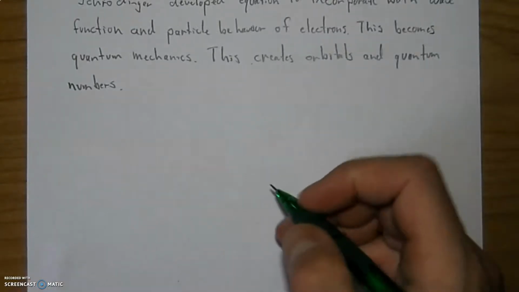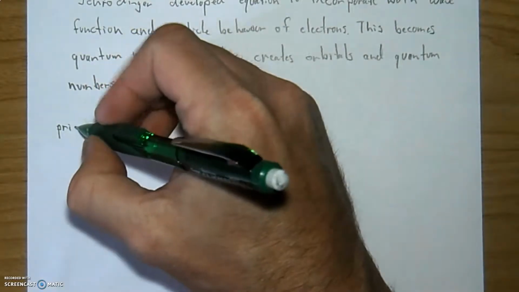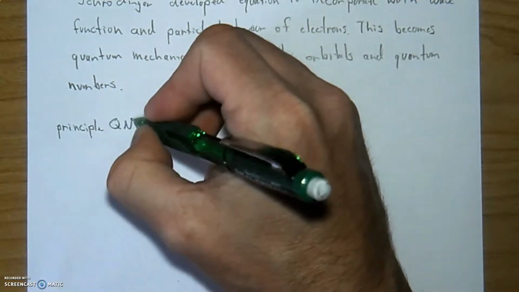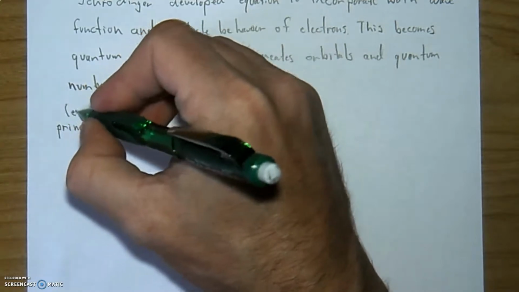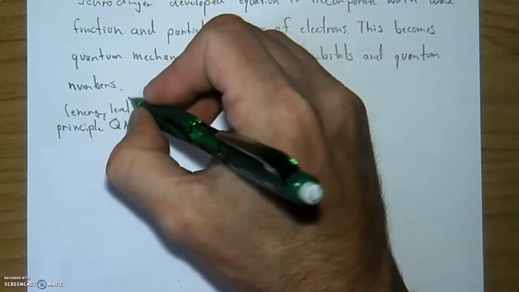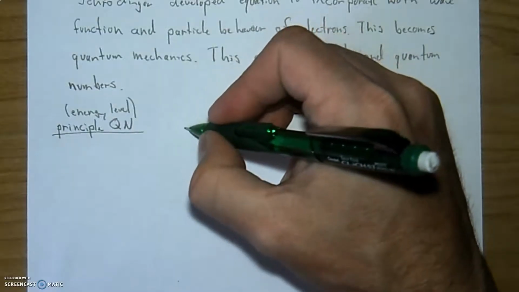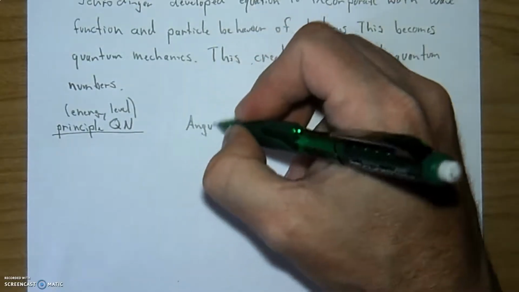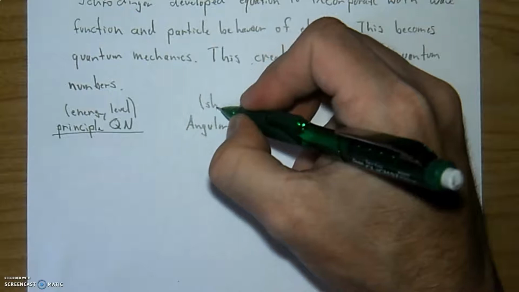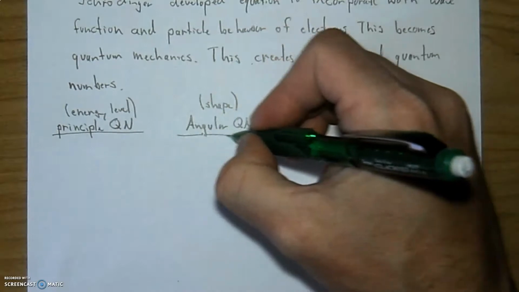Okay, so we need some space here. I'll make a couple columns. Column 1 will be the principal quantum number. And we are probably more familiar with this as being the energy level, the row. The next quantum number is called the angular, and we would know this better as simply the shape: S, P, D, F.